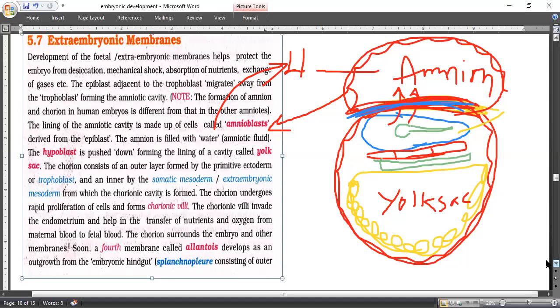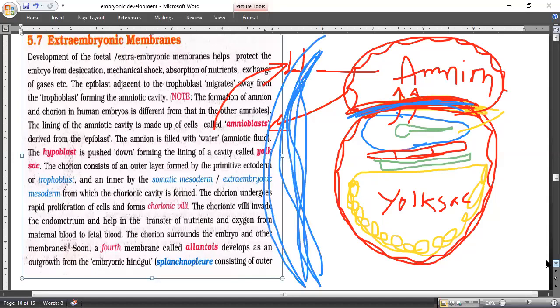So this area, formed by the primitive ectoderm and the inner lining of somatic mesoderm, forms the chorionic cavity. The chorion undergoes rapid proliferation of cells and forms chorionic villi, which we already see in the endometrium layers, by proteolytic enzymes. The chorionic layer that we said was the syncytiotrophoblast, isn't it? That is nothing but chorionic villi. That you need to understand. Okay.